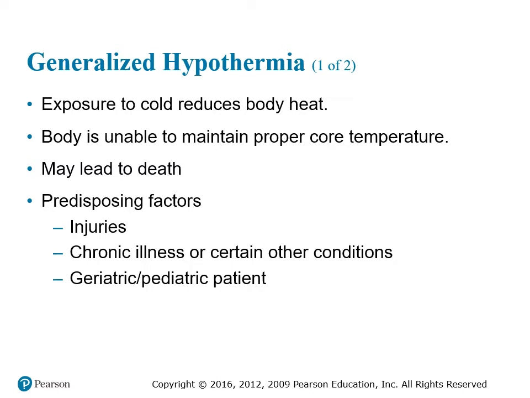There are some things called predisposing factors. These make somebody less able to maintain their core temperature, their body heat. So if somebody has injuries, maybe they're bleeding, or if they have chronic illnesses, like if they're diabetic and they're hypoglycemic, conditions like that. Geriatric patients oftentimes have cardiovascular issues, and so it makes maintaining their core temperature even more difficult.